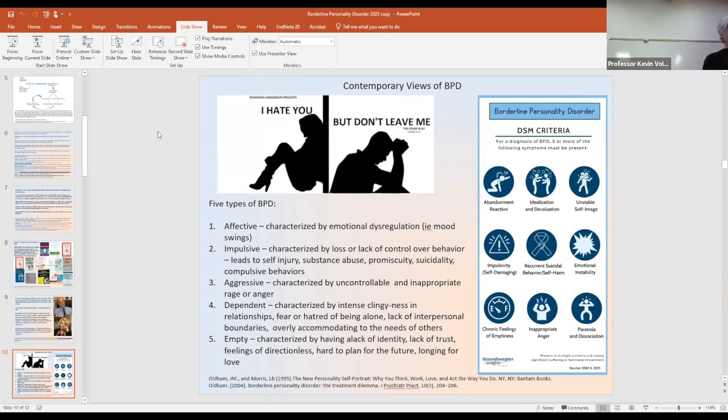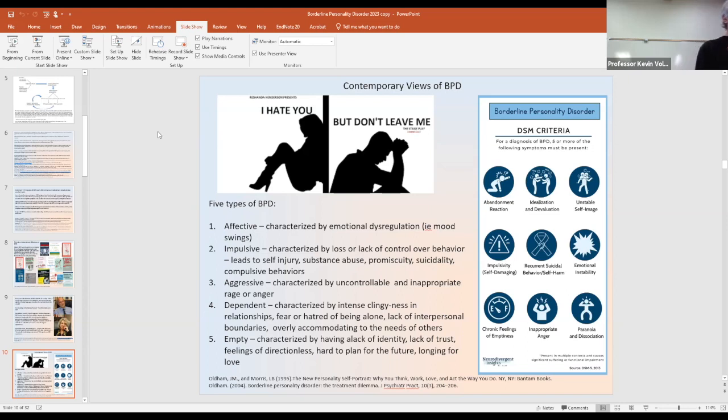Dependent types present lots of clinginess in relationships, fear and hatred of being alone, lack of interpersonal boundaries, overly accommodating the needs of others, by the way, which sounds like what kind of personality disorder that we haven't really talked about yet? Dependent personality disorder, right? Okay. And then the empty subtype, characterized by a lack of identity, lack of trust, feeling directionless, hard to plan for the future, longing for love, etc. So you'll see some with borderline personality disorder show all these things. He's really talking about which one is the primary thing you see, but that could change over time as well, so I take this with a little grain of salt.